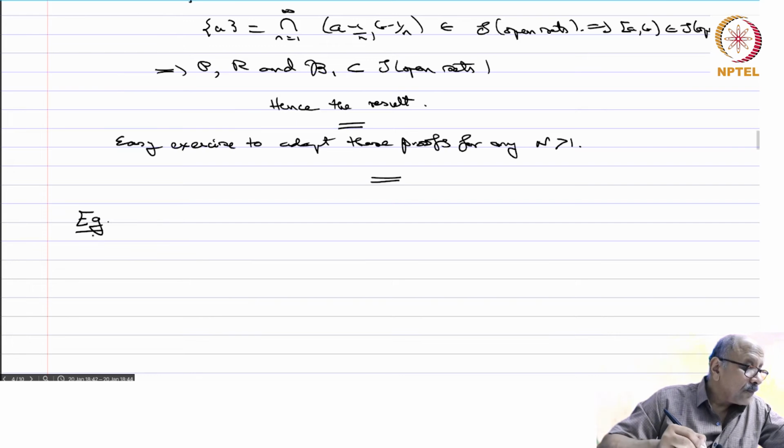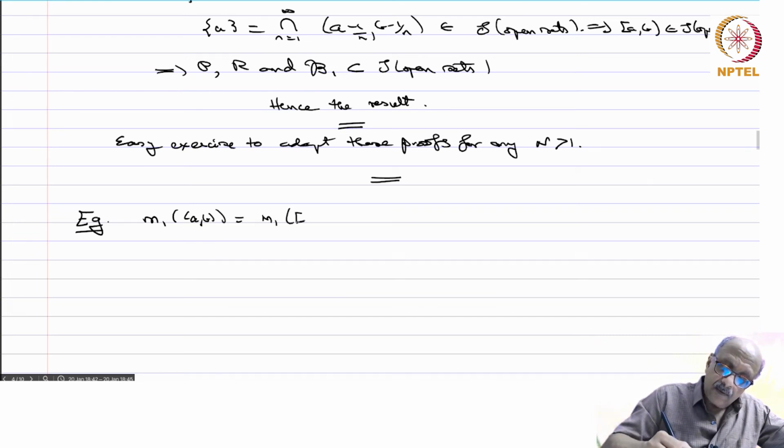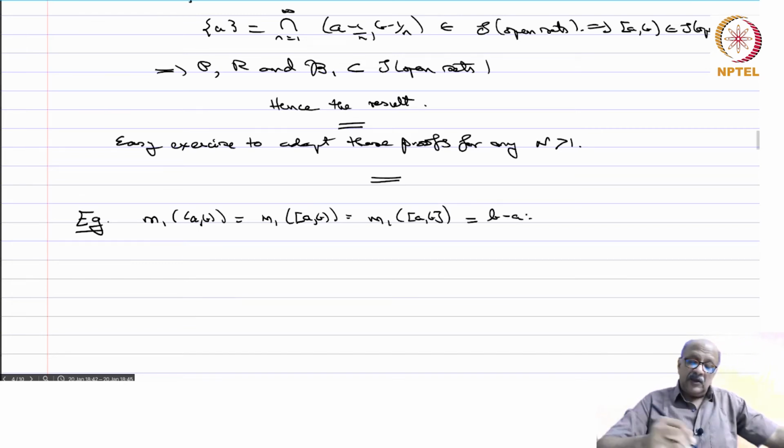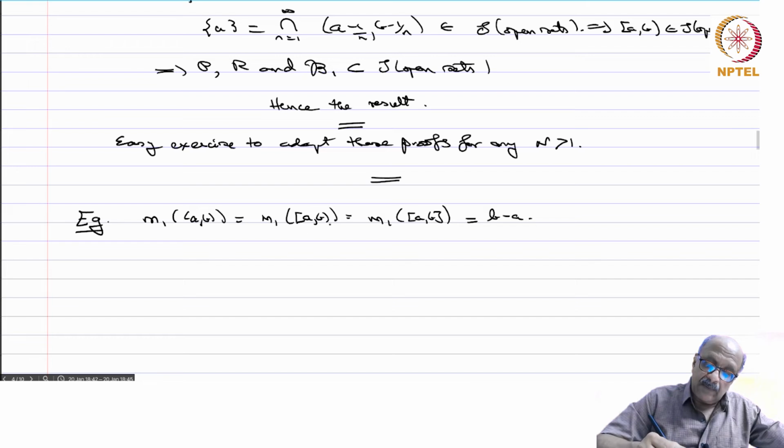For example, M1 of (a, b) equals M1 of (a, b] equals M1 of [a, b]. Each is equal to b minus a, because each is got by taking or adding or subtracting a point which is singleton, which has measure 0, and therefore this measure is b minus a, so both of these are also b minus a.